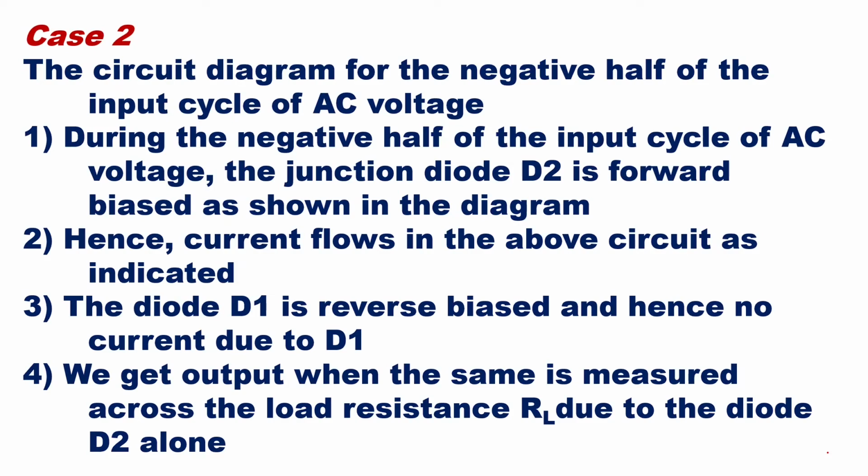Now here in case 2, we see that during the negative half of the input cycle of AC voltage, the junction diode D2 is forward biased. Hence current flows in the above circuit as indicated. Diode D1 is reverse biased and hence no current flows through D1. We get the output when the same is measured across the load resistance RL due to the diode D2 alone.